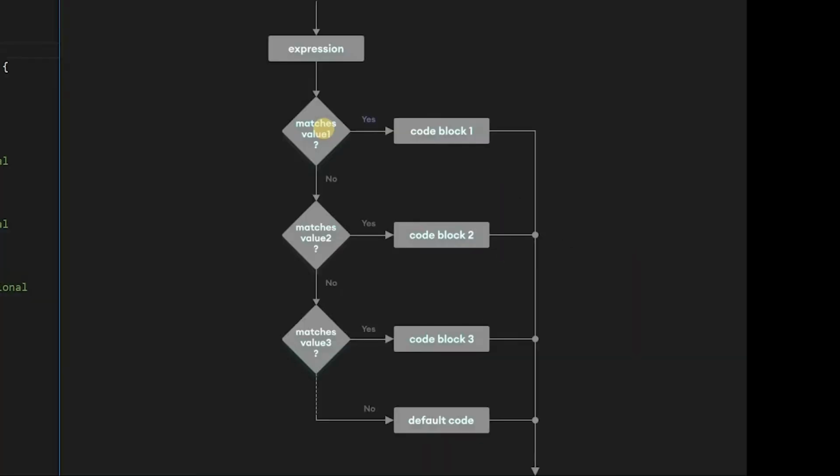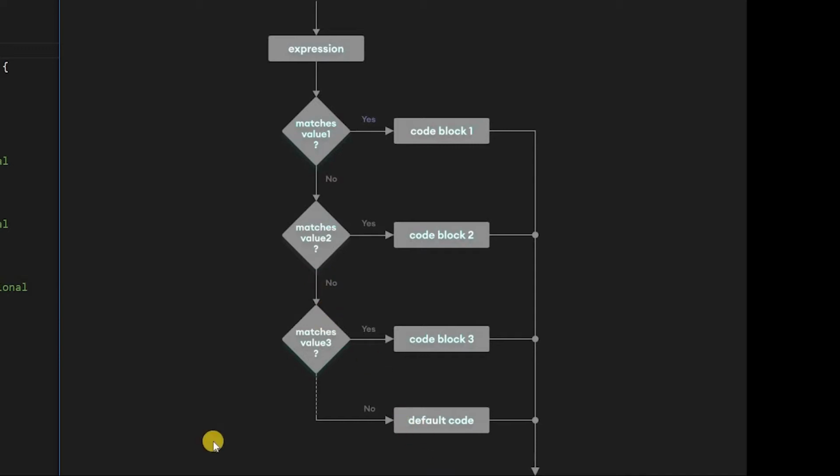So this is the flow diagram of the switch statement. We have an expression over here, and it will check this expression against all the cases available inside this switch statement, and if it matches any case value, then it is going to execute that block, and if no case matches the expression, then the default code is going to execute.